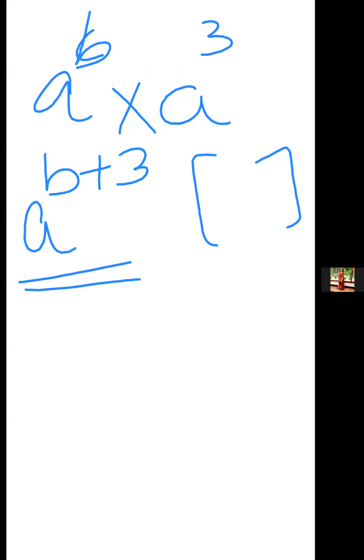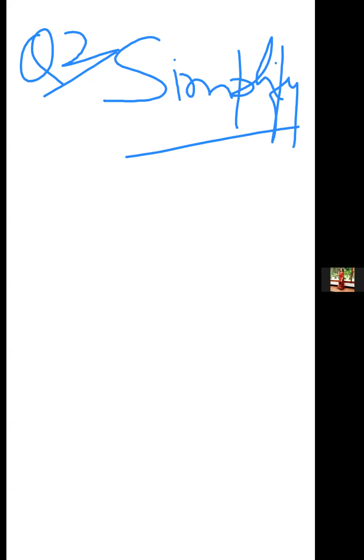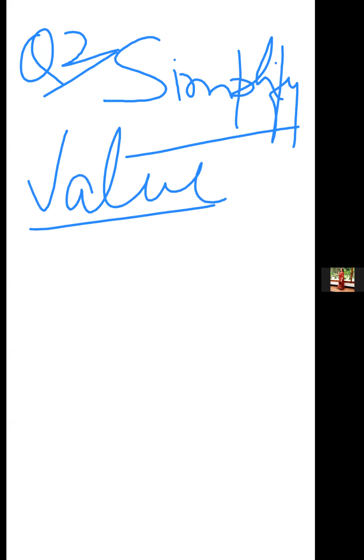ओके मैम. Now, question number 2. Simplify the following using the laws of exponent. Now you have to simplify. Simplify means you have to take out the answer. You have to take out the value. अब आपको आंसर निकालना है. पॉवर से हटाकर आंसर निकालना है.